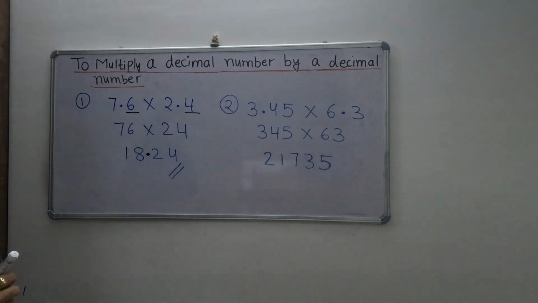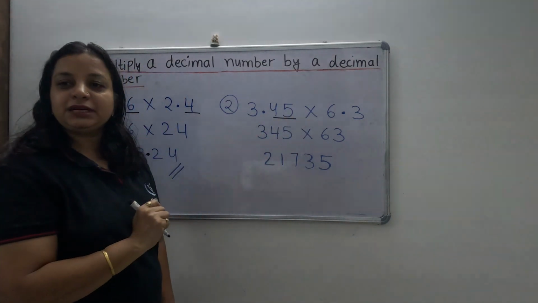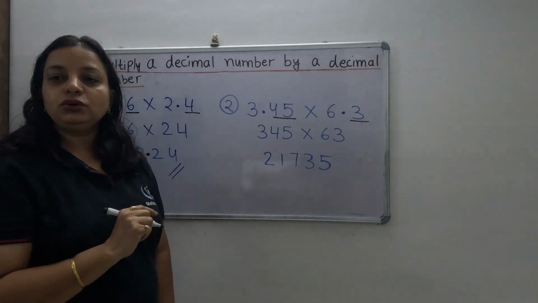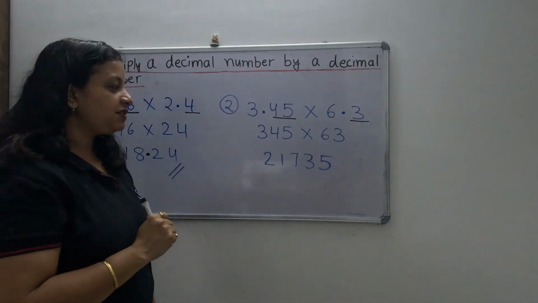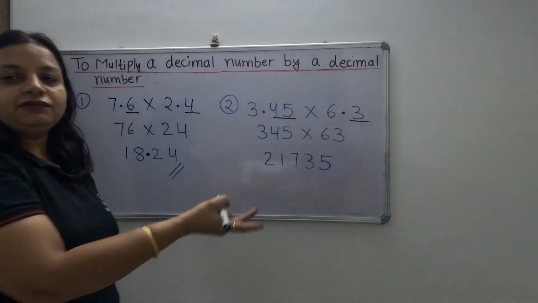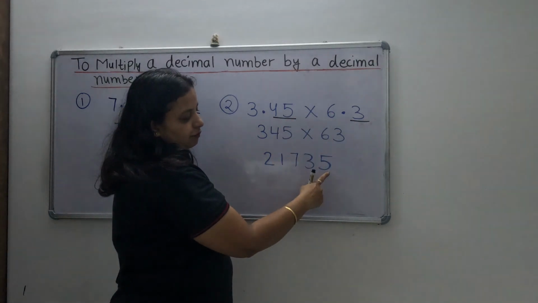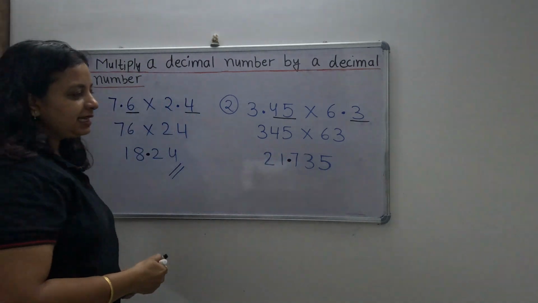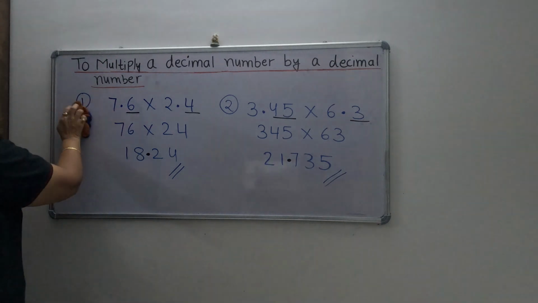Now, what is the next step? Count the number of decimal places in each number and add them. In the first decimal number, we have 2 decimal digits. In the second decimal number, we have 1 decimal digit. So now you will do the total. 2 plus 1 is 3 decimal places we have. So start from the extreme right, counting the digits, 3 digits, because total is 3. So 1, 2, 3 and put the point. That's it. Easy. This is your answer. Right? Come to the third example.